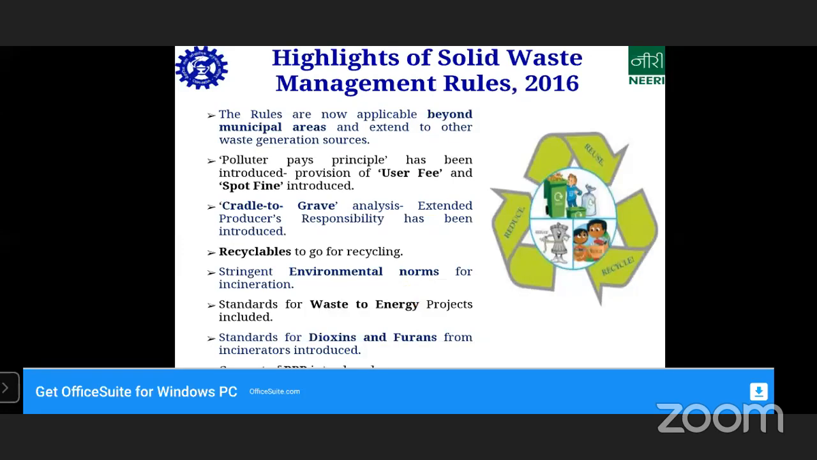And when you incinerate waste, you must know that dioxins and furans are common emission products. So that has to be taken care of, and how it has to be taken care of, there is a standard procedure given in the rule. So the rule talks about all these things.